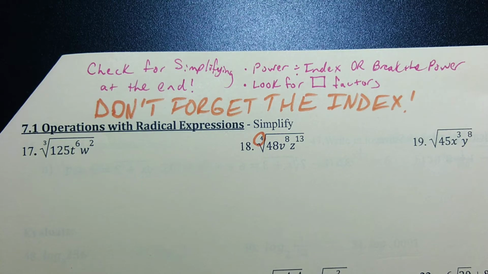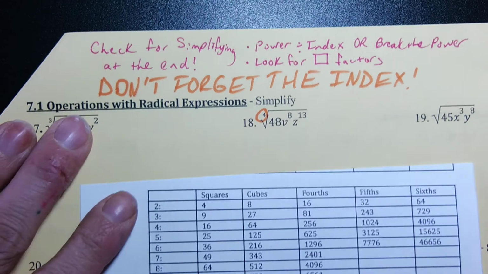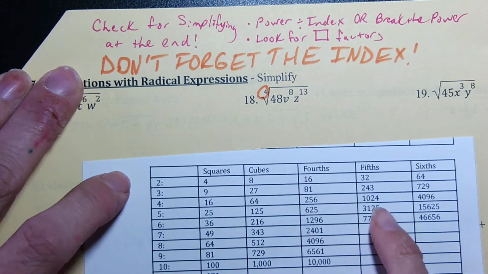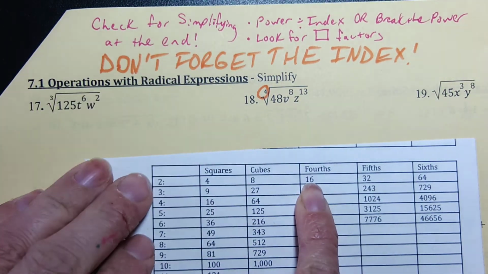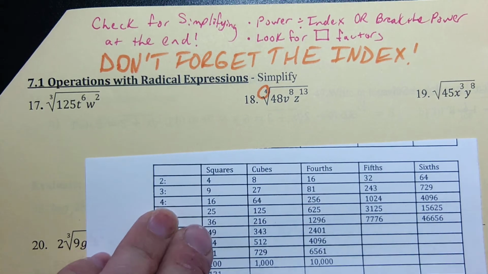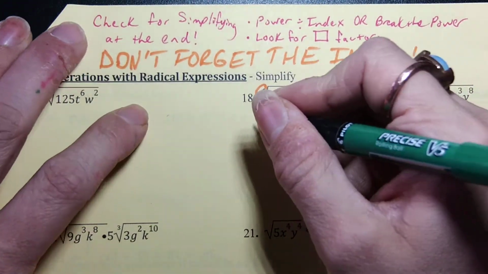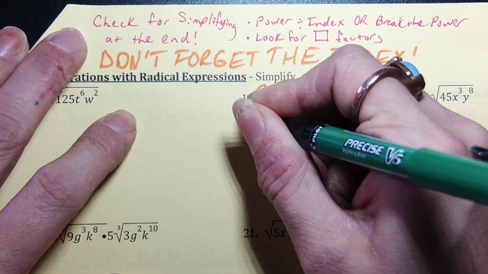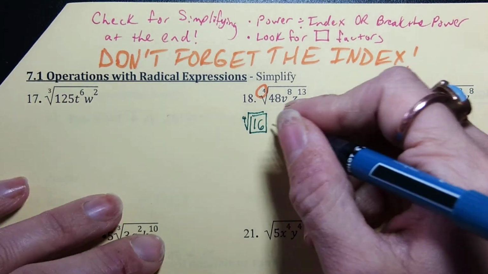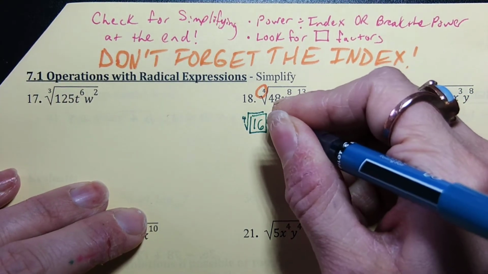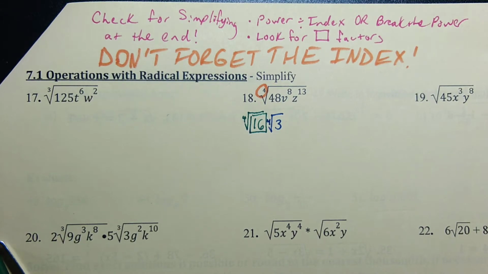That means when I go to simplify this, I want to find a perfect fourth factor of 48. So as I look at my happy little square sheet, we look in the perfect fourths column. Is 81 a factor of 48? Nope, it's too big. So it looks like our only option is 16. Is 16 a factor of 48? Yes. So I'm going to split this into 16, which is a perfect fourth, and 3, which is our non-perfect fourth factor.